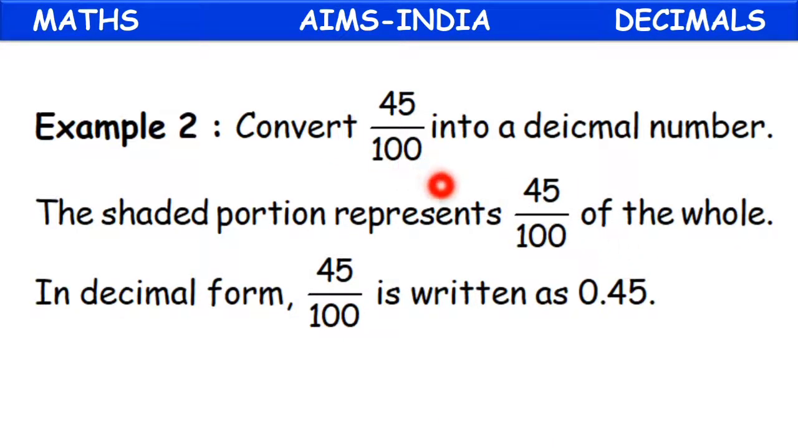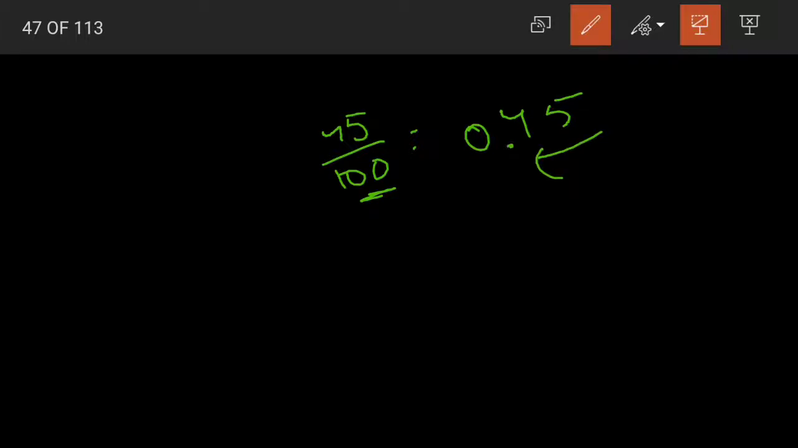Now next, 45 by 100. The denominator is a 3-digit number but the numerator is only a 2-digit number. So we have to make it a 3-digit number. Before 45 we'll write 0 to the left side of the 45. After that we count the number of zeros in the denominator. We have 2 zeros. So after 2 digits from the right we'll place our decimal point. 45 by 100 is equal to 0.45. Clear children?